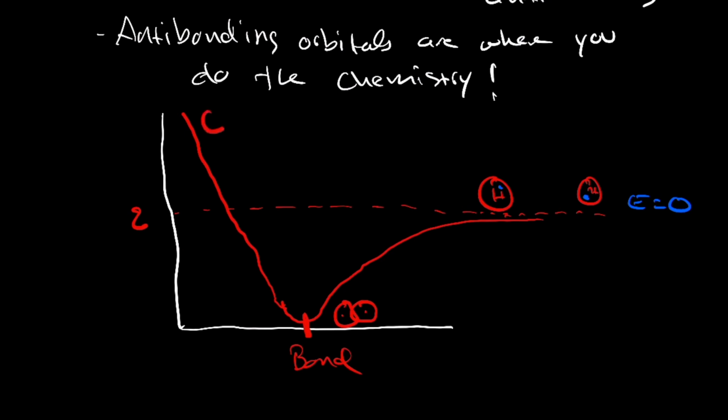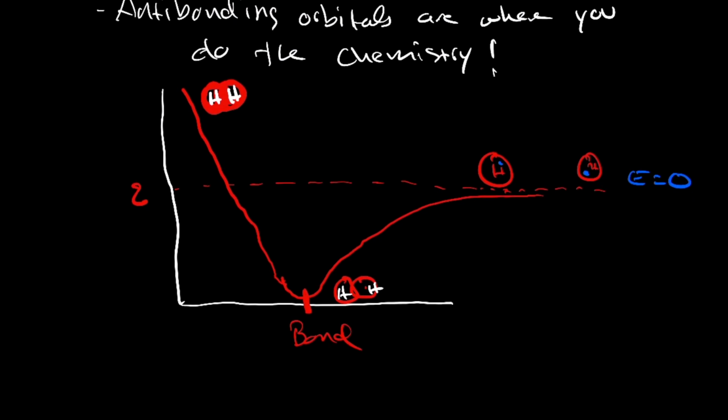Now, you eventually get to a point where the nuclei are just too close together, and that is a higher energy starting material than the separated atoms, all right? So this is energetically where you get bond lengths from. And this sort of depicts graphically why bond lengths have a specific energy.